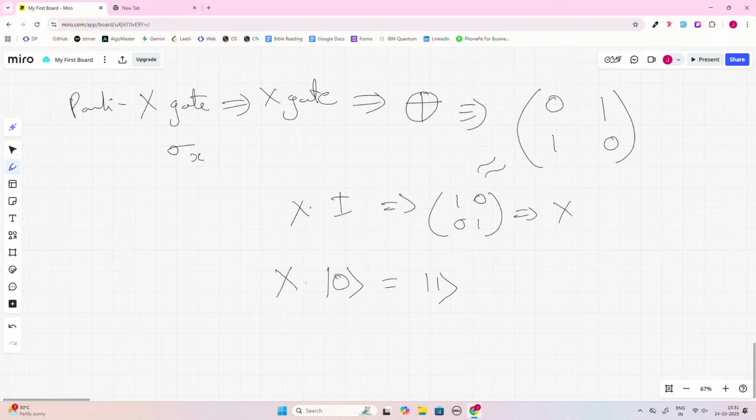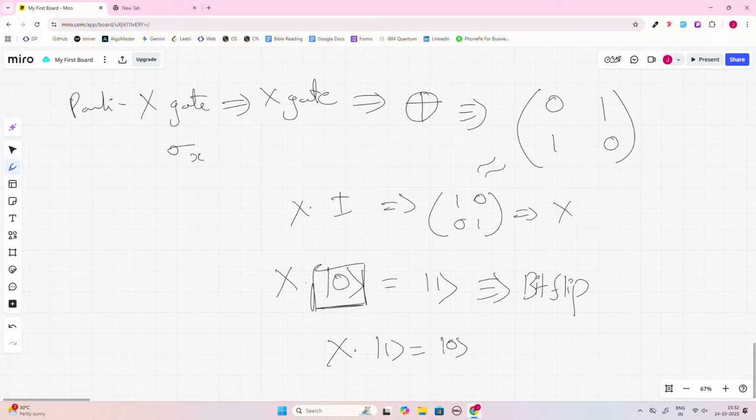Okay, we will call this a bit flip operation. So what is this bit? Simply, the base states, the zeroth state and the 1th state, we call them bits. What is the meaning of bit flip? 0 will convert to 1 or 1 will convert to 0. So if I do the X gate on 1, the output is what? If I do the X gate on 1, the output is 0. If you want to verify, do this.